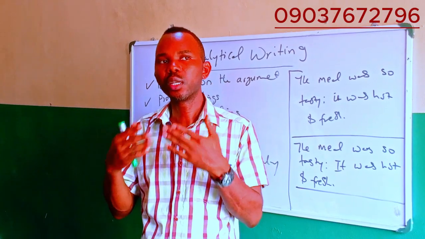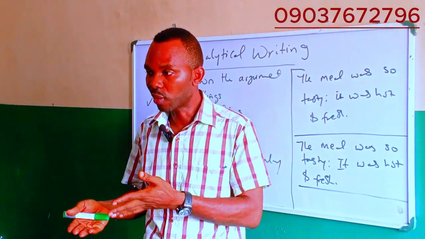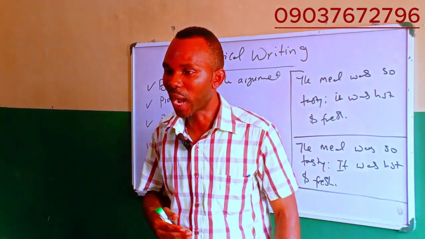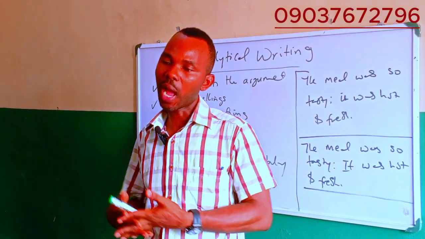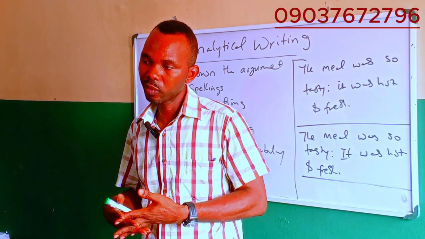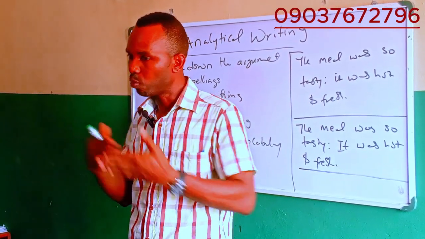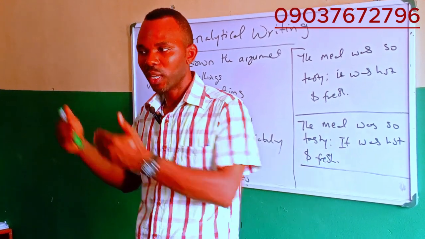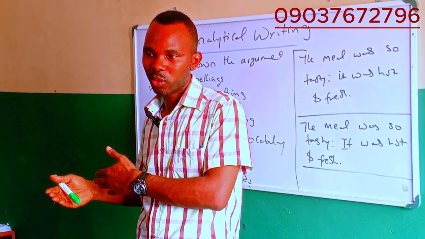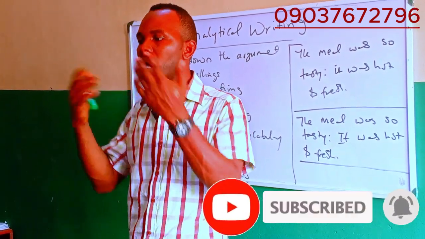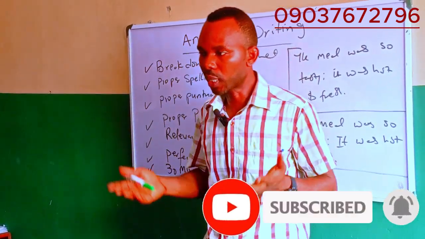Question mark means you are asking a question. All right. And there's a way a question should be asked. Something like, will you be in class tomorrow? Will you be in class tomorrow? Do you get that? So when you are asking a question, it ends with a question mark. Exclamation ends with exclamation mark and all of that.